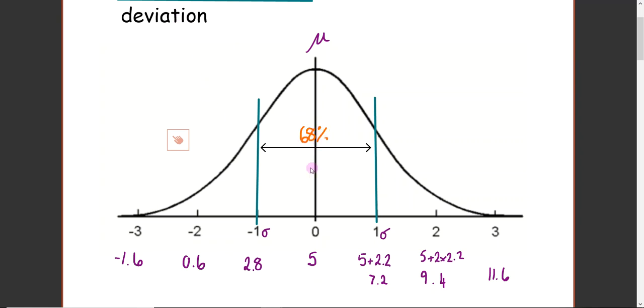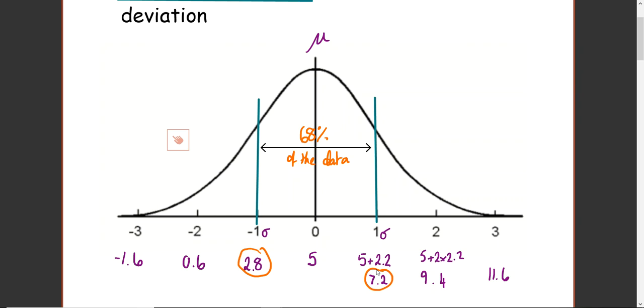68% of the data should fall within one standard deviation above and below. Does that make sense? So if I added up everyone's scores and I worked out the standard deviation, I am expecting 68% to be between 7.2 and 2.8. All right?